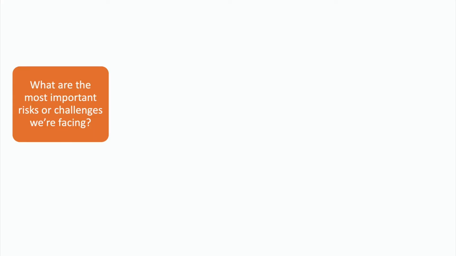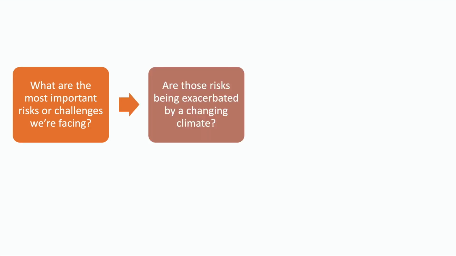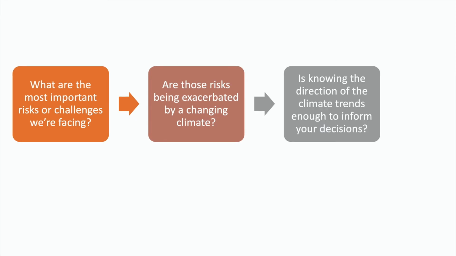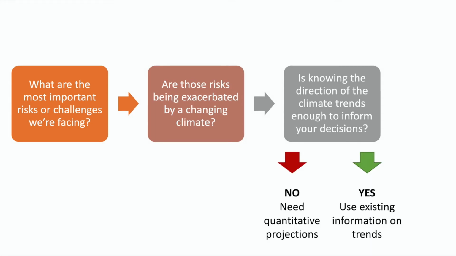You have to go through kind of a decision tree of what is the most important risks or challenges my system is facing? Are those risks being affected or exacerbated by the impacts of a changing climate? Is knowing simply the direction of those trends enough for the decisions that I am able or empowered to make in my system? Or do I actually have choices to make that I would make differently, depending on if I had some actual numbers or an actual range attached to the information? That's the decision that we have to go through.